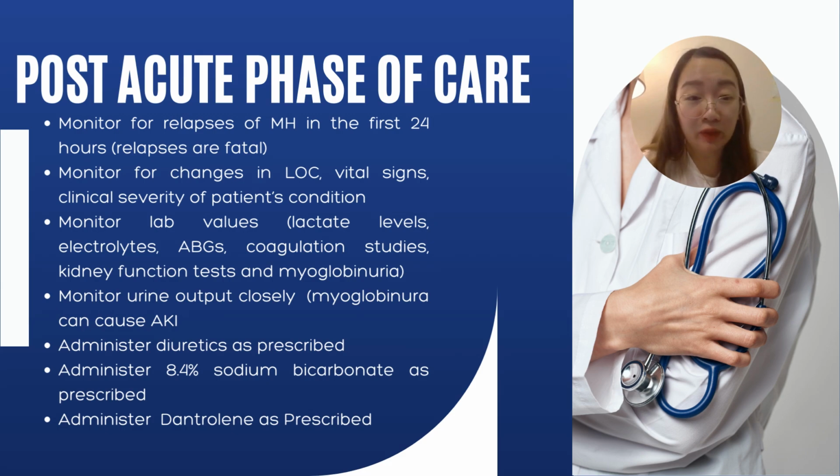We should also monitor the coagulation studies because of the bleeding tendencies, the kidney function tests, and myoglobinuria. We should also monitor urine output because of the tendency of kidney failures. We should also administer diuretics as prescribed to decrease the potassium level from the blood. And we should also give 8.4 sodium bicarbonate to combat lactic acidosis and administer the drug of choice, dantrolene.